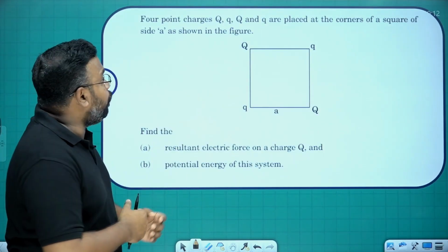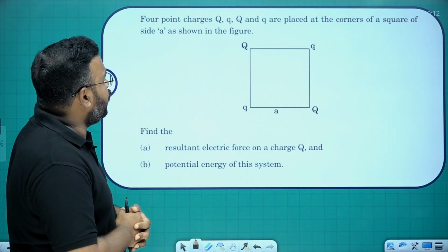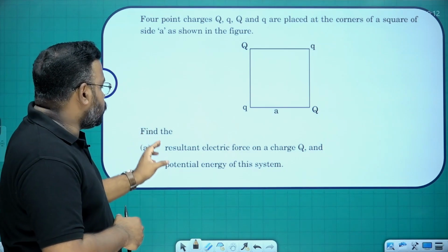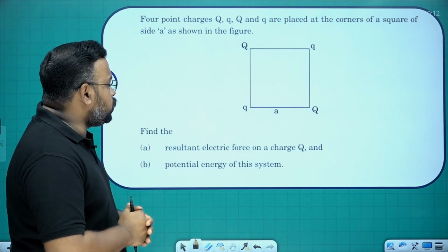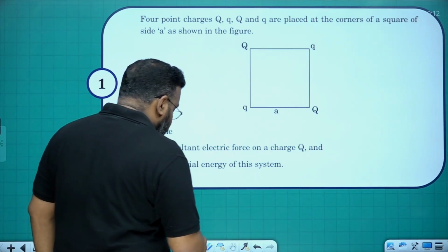Look at this: 4 point charges Q, small q, Q, small q are placed at the corners of a square of side A as shown in the figure. Question A: find the resultant electric force on a charge Q. So on a charge Q, what is the resultant electric force?